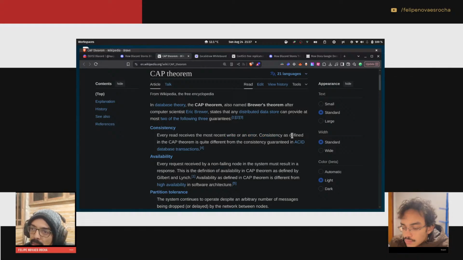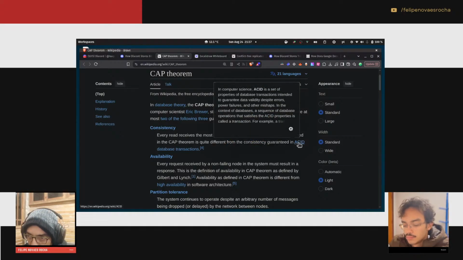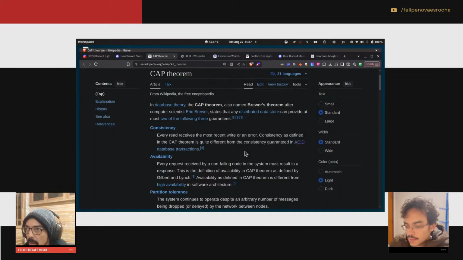And consistency as defined in the CAP theorem is quite different from consistency guaranteed in ACID. It's something else about databases too. It's something we need to understand better. We're gonna dive deep later. So basically, consistency is you need to read the most recent data from the distributed system or receive an error.